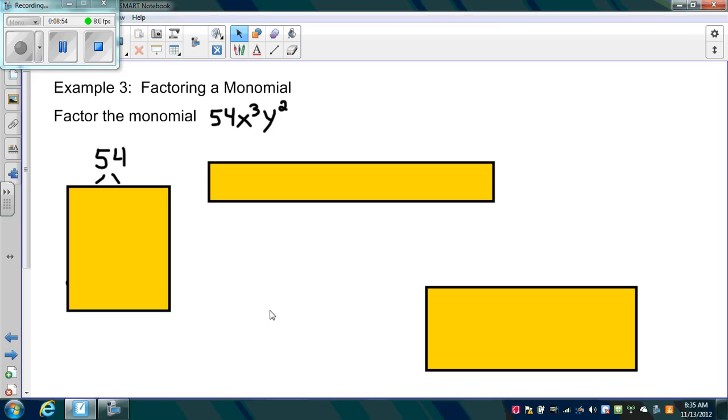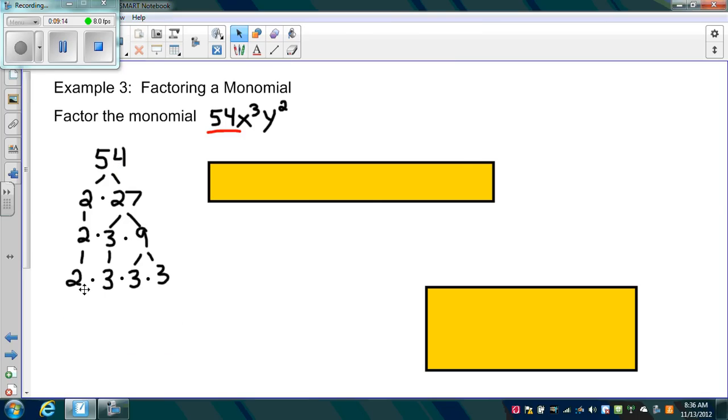The last example is, remember that monomial term. So we're going to factor a monomial. So this is going to include variables usually. But the first step is just like the tree we did in the previous. So if we start with this 54 and we break it down into prime numbers by using a tree, we can get 2 times 3 times 3 times 3.